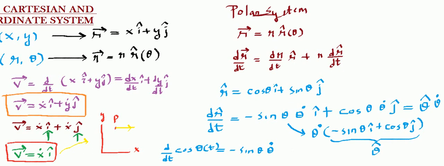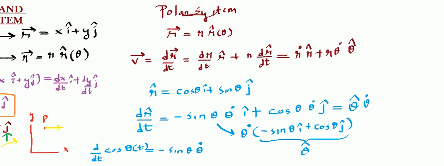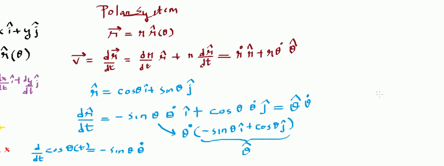Okay, but now let's simplify this expression. What we are trying to find is velocity in polar basis vectors, and the first expression is r dot along the r cap direction, and the second expression is magnitude of r into theta dot along the theta cap direction. So let's try to understand what you mean by r dot and what you mean by r theta dot.